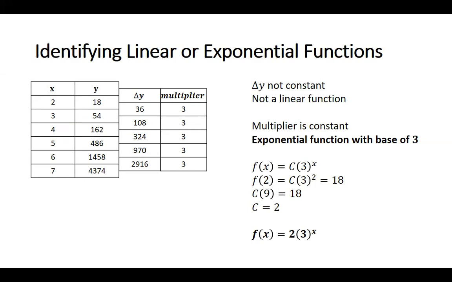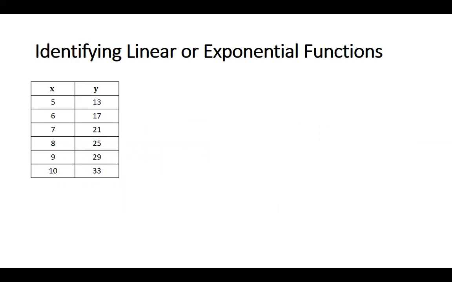Well, let's look at another example of this, starting with another table. Now, when x is 5, y is 13. When x is 6, y is 17, et cetera. Our first thing is we're going to look for the change in y. We already see we have a constant change in x. It's incrementing by 1. So for the change in y, 13 plus 4 gives me 17. 17 plus 4 gives me 21. 21 plus 4 gives me 25. 25 plus 4 gives me 29. 29 plus 4 gives me 33.